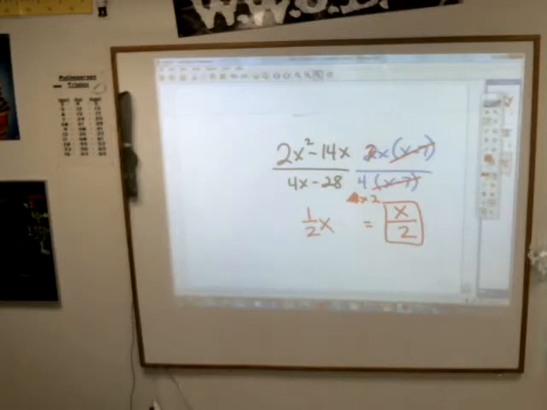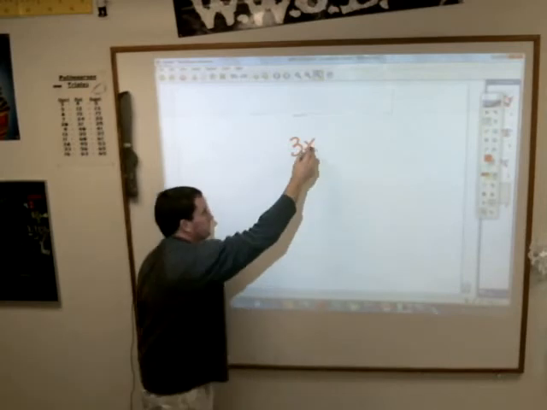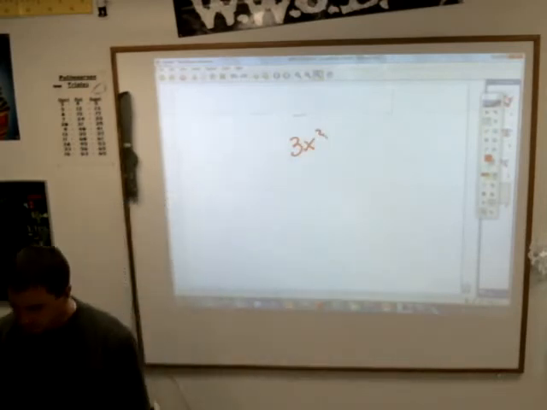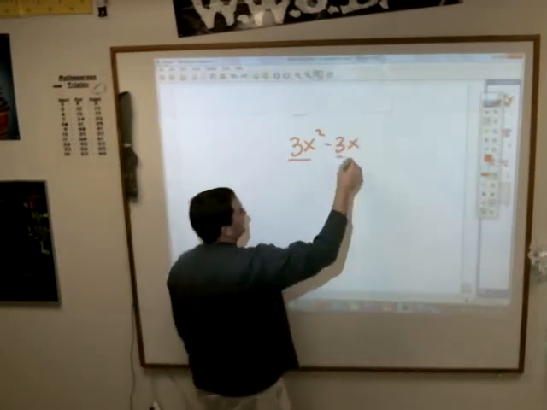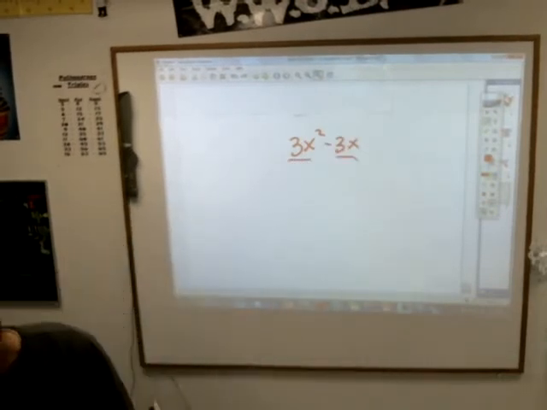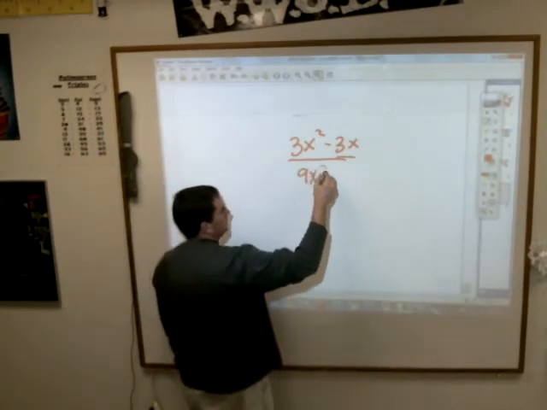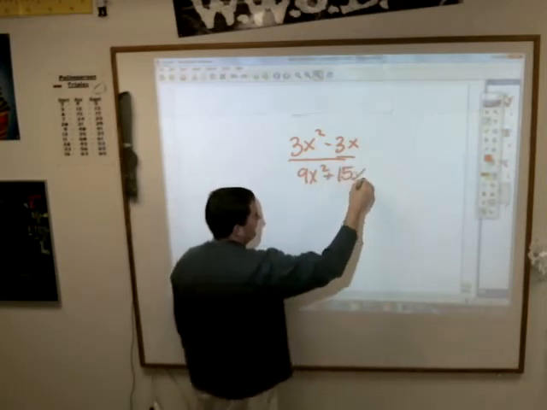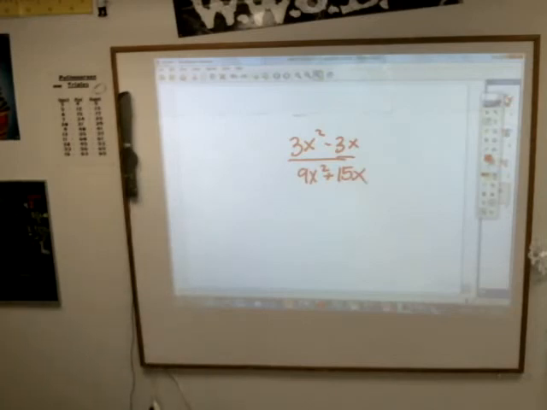How about this one? 3x squared minus 3x over 9x squared plus 15x. Go ahead, make my day. See if you can come all the way down and get the answer for that one. This is a good one.